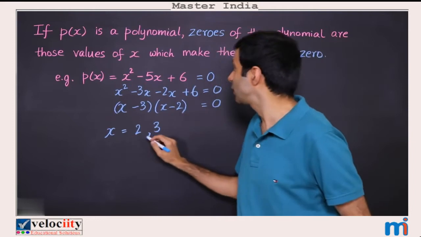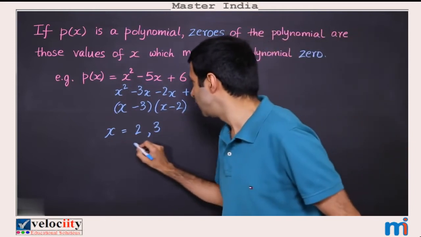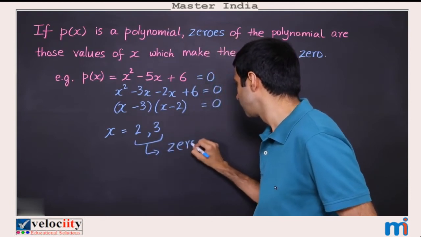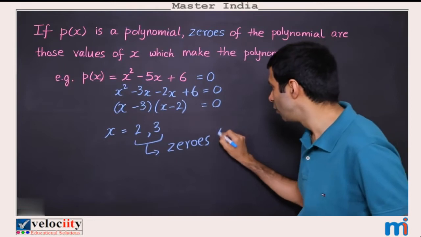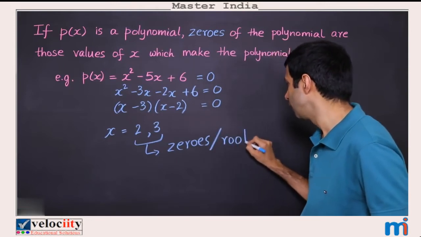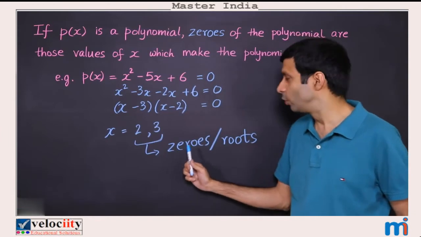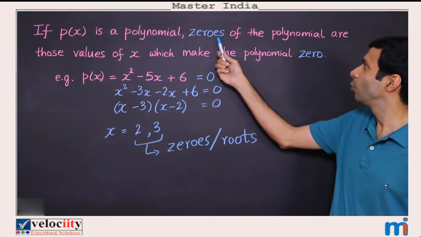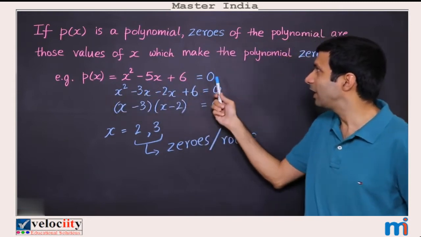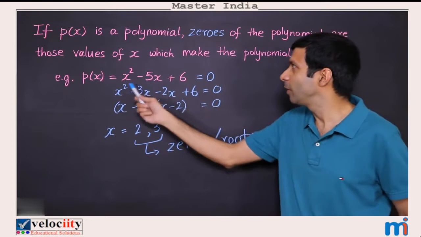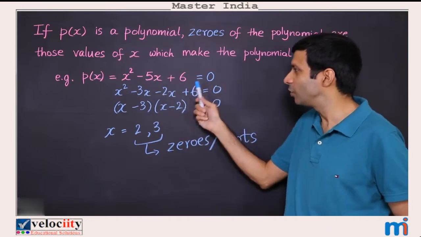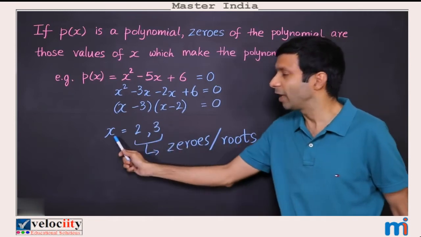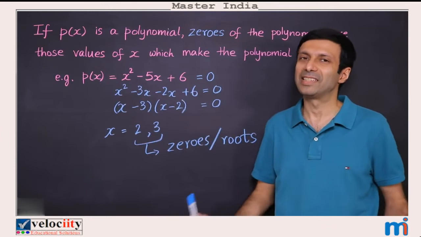And these values of x, we said, they are called the zeros, or they are also known as the roots of the polynomial. So you need to know these two terms. They are either called the zeros or the roots. So it's very simple. To find the zeros, we need to make the polynomial equal to 0. So polynomial p(x) is set equal to 0. That's our equation. And the solution of that gives us the zeros or the roots, which is those values of x that make the polynomial 0.